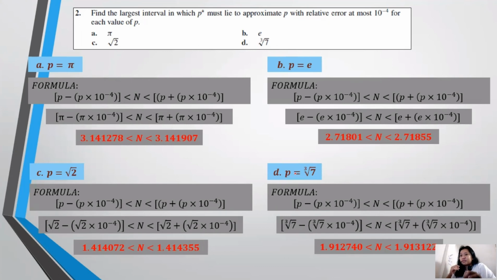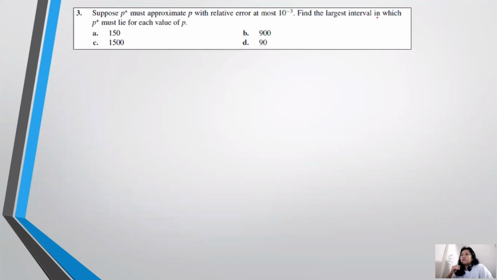So that is the answers for number 2, which has a relative error at most 10 to the power of negative 4. So in number 3, it's just the same. However, we have a different relative error, which is at most 10 to the power of negative 3. The same process, but the formula will be changed in terms of the relative error.